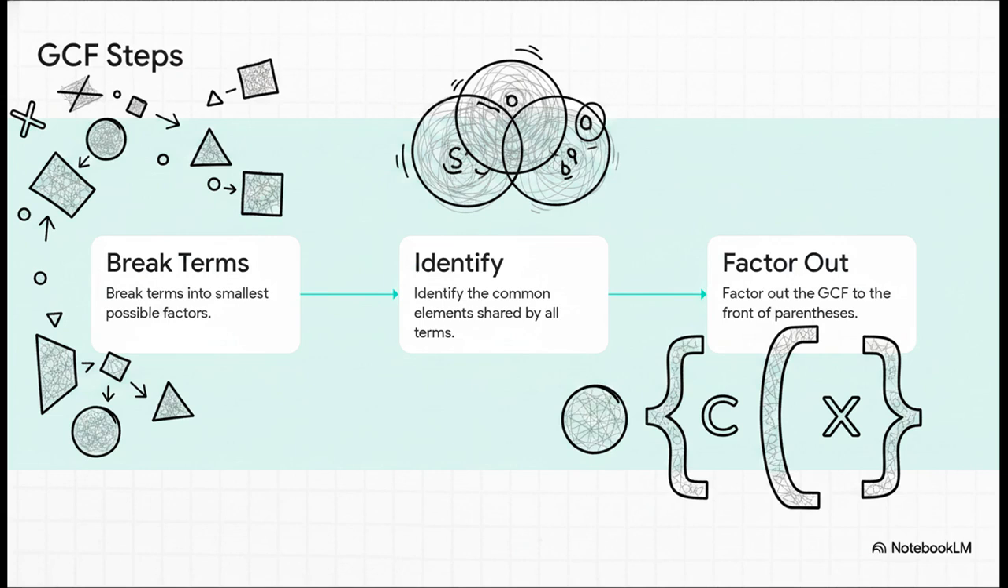So here's how you do it every single time. Step 1. Break your terms down into their smallest possible factors. Step 2. Identify the common elements shared by all the terms. And step 3. Just factor out that GCF to the front of a set of parentheses. Whether you're pulling out a simple number or a complex term like 5x squared from a super long, messy polynomial, you're immediately reducing the size of the puzzle you have to solve.